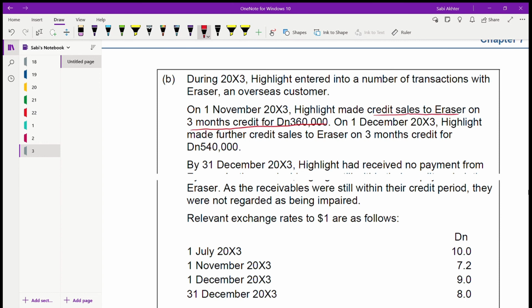On 1st of December, this is after 1 month, Highlight made a further credit sale, again on credit, on 3 months credit, for this amount. So by this time, they have received no payment from Eraser. As the receivables were still within their credit period, they were not regarded as being impaired.